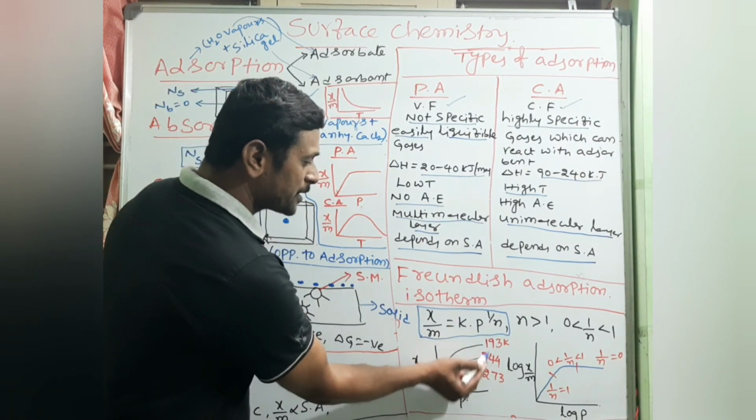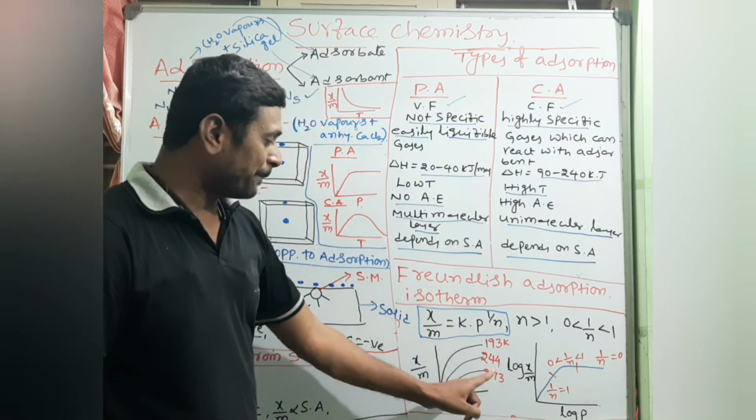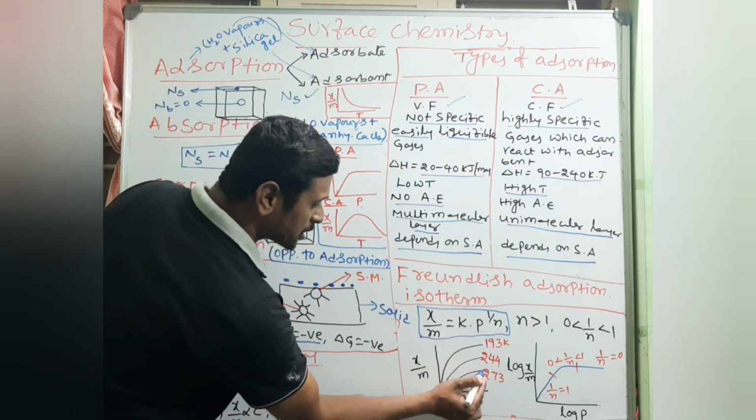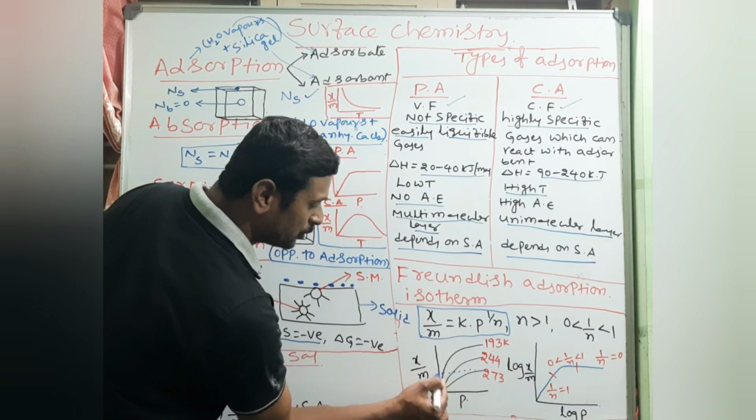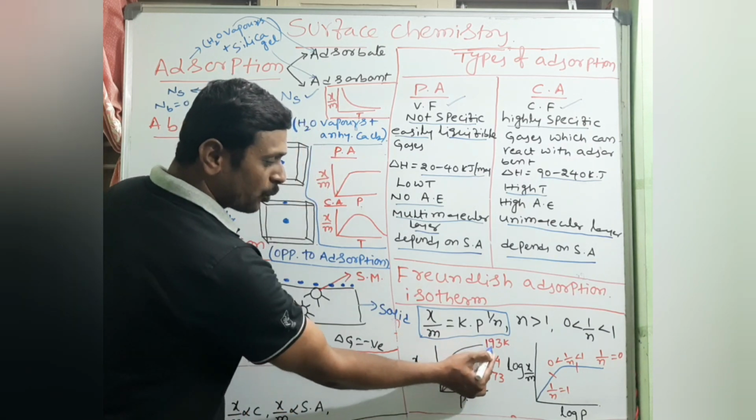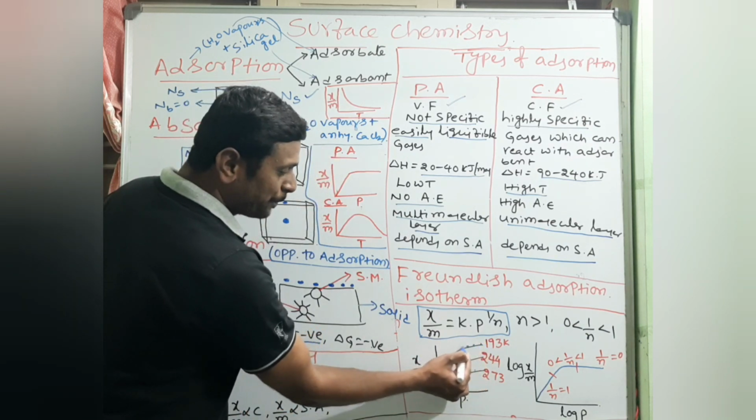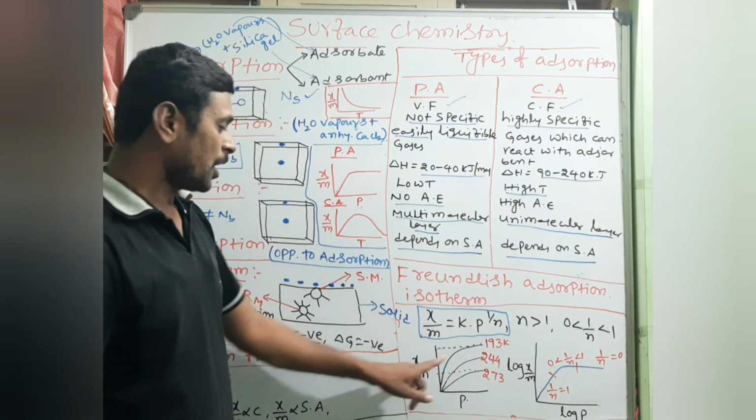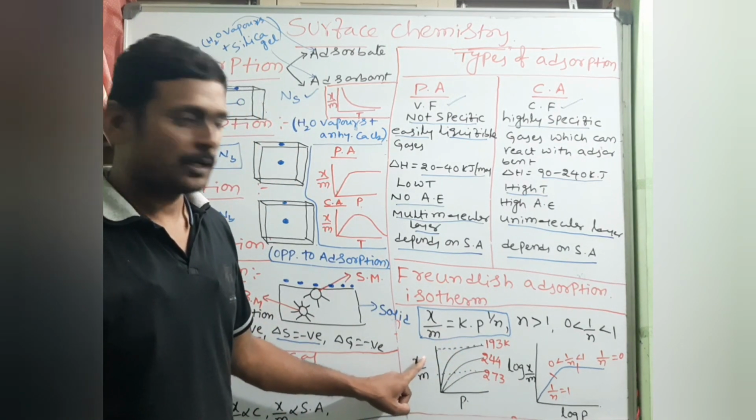At a different temperature I have taken. So as temperature increases, the adsorption value decreases. You see here at 193 Kelvin, at low temperature, adsorption is very high. Understand?